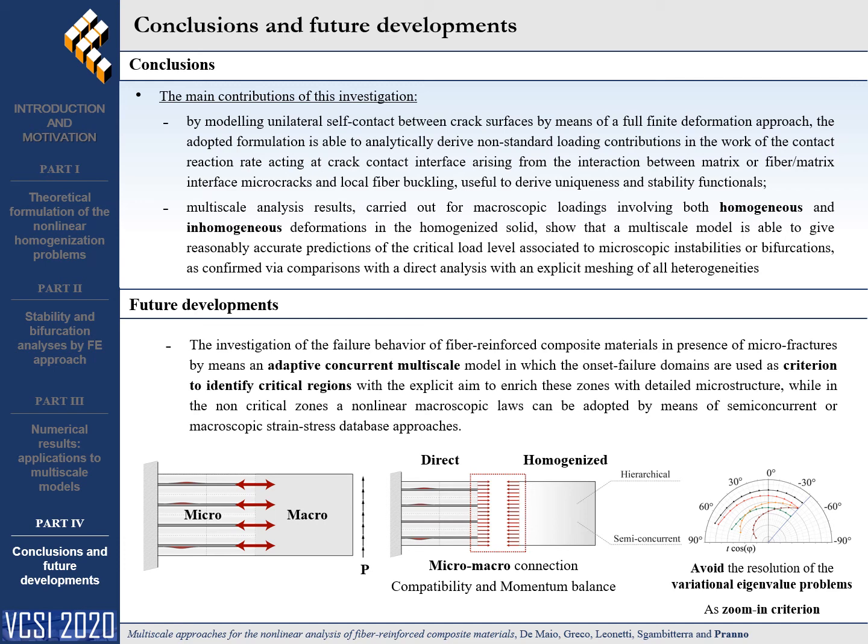The numerical analysis carried out for microscopic loading involving both homogeneous and inhomogeneous deformations in the homogenized solid showed that a two-scale homogenization approach is able to give accurate prediction of the critical load levels associated to macroscopic stability or bifurcation, as confirmed by means of comparison with a direct analysis with an explicit meshing of all of the heterogeneities.